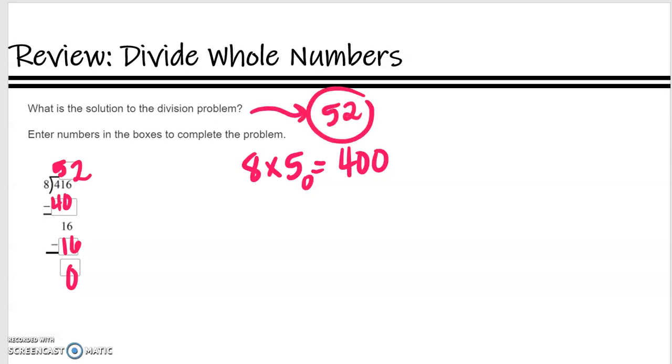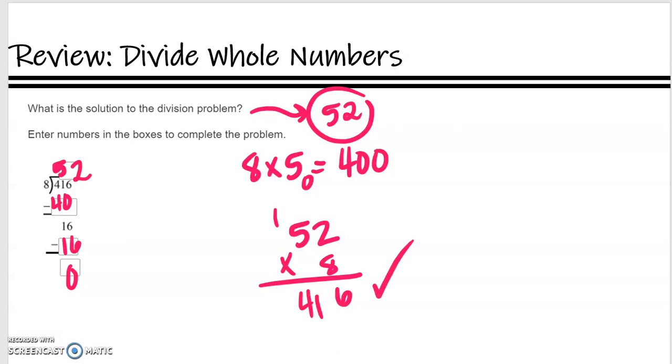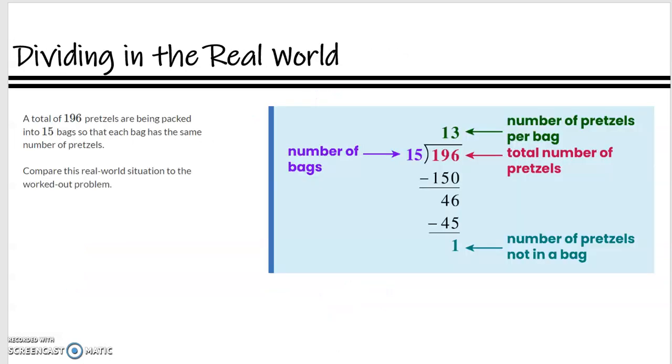And one thing that's really cool about division is you can always check your work to make sure that you're right. So if I do 52 times 8, I should get 416. And I know that 8 times 5 is 40, plus 1, 416, my answer is correct.